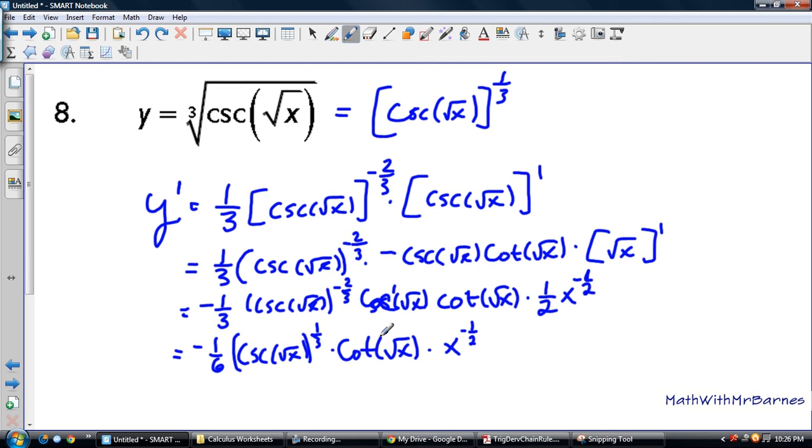And that's it, guys. That's a few more examples of some trig derivatives. Hopefully this helps you in your battle to conquer calculus.